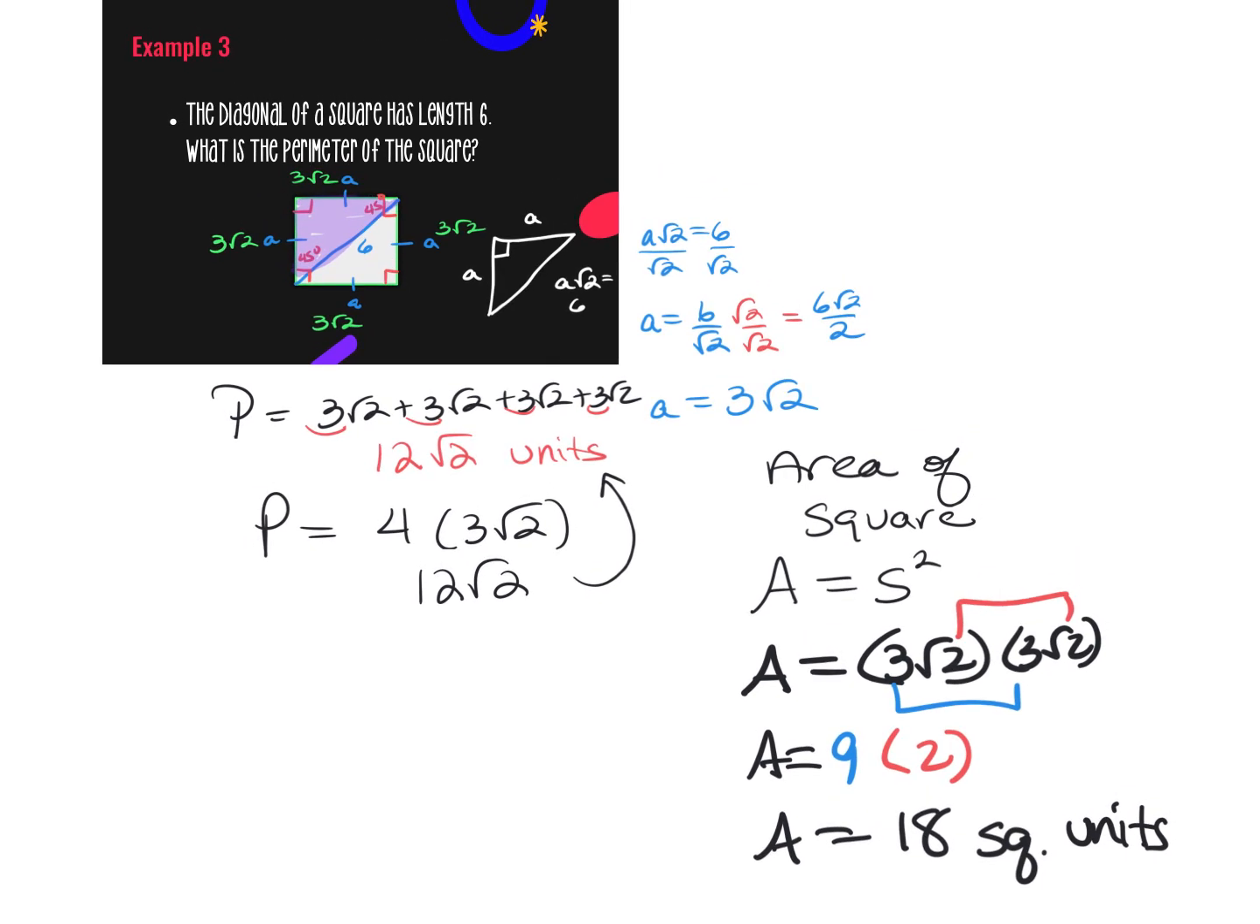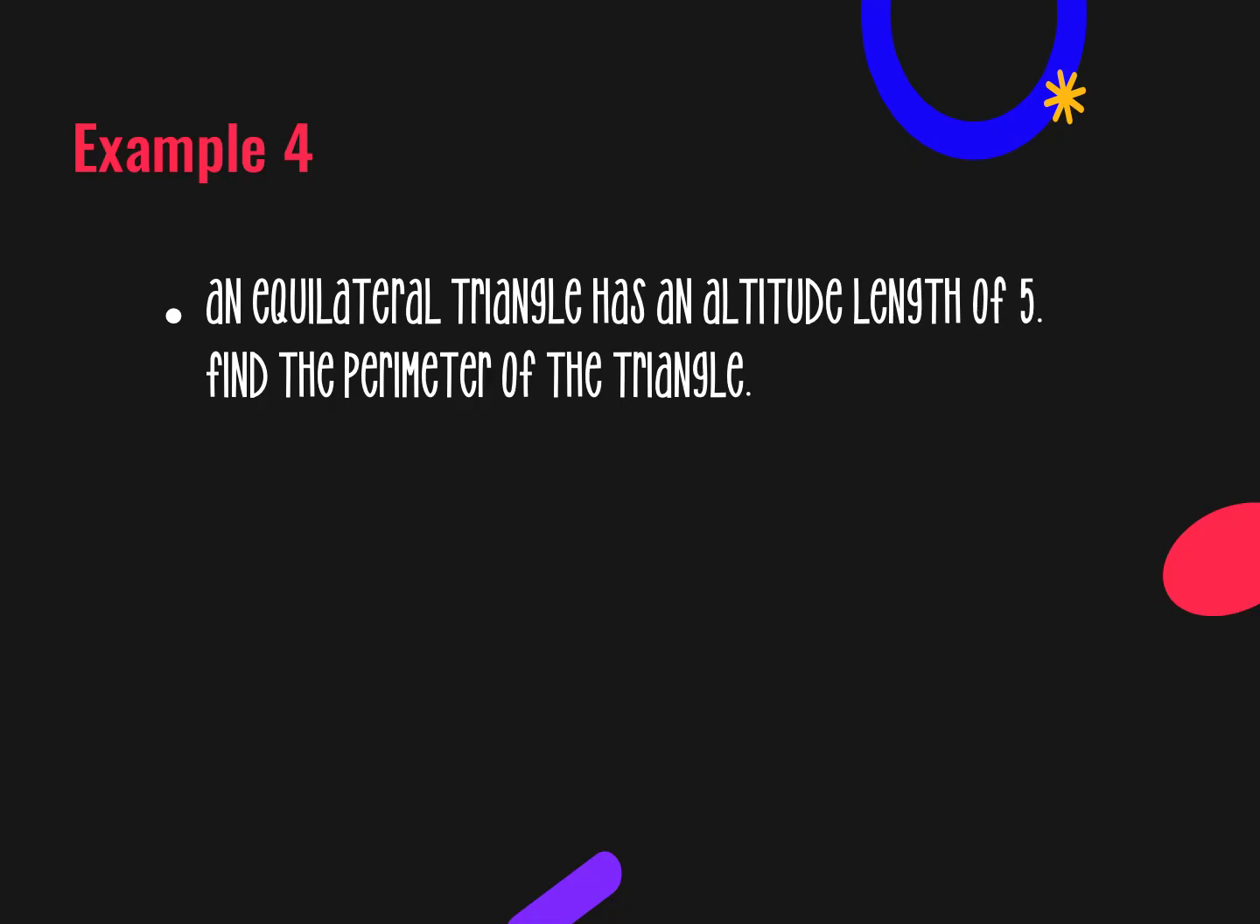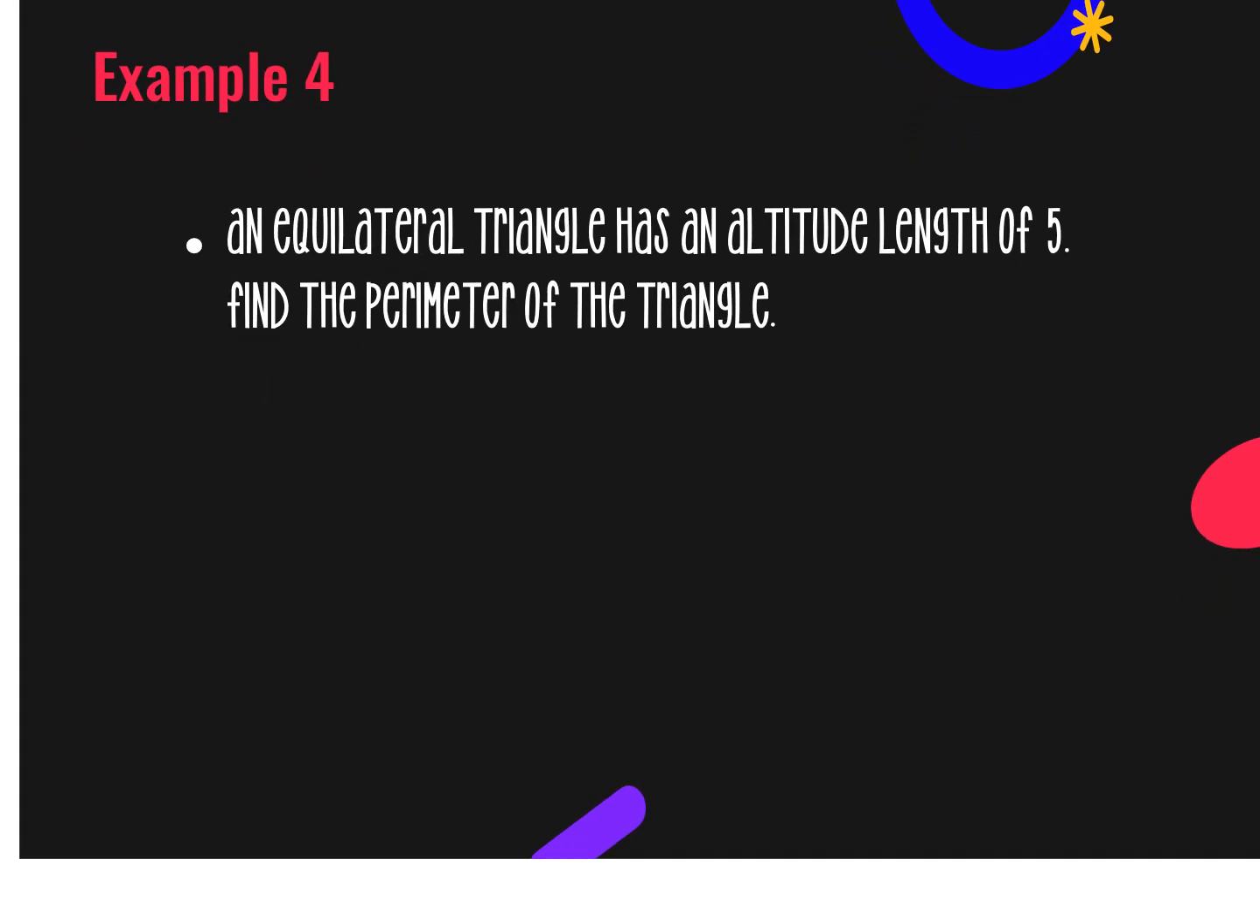Whenever they're asking you to do a word problem from this lesson with a square, and if they draw in the diagonal, it turns into the 45, 45, 90. The next one will be an equilateral triangle. And again, if a picture is not given, draw yourself a picture. Okay, so for example 4, it says an equilateral triangle, so let's draw that, has an altitude length of 5.